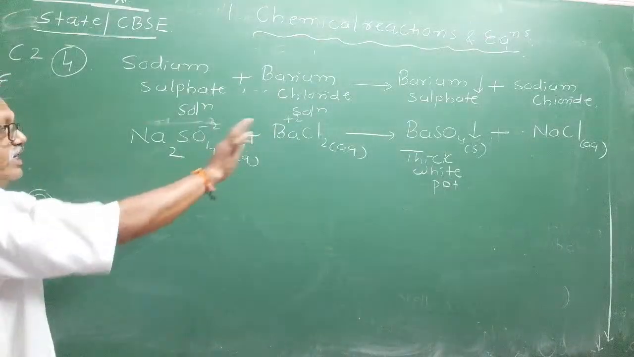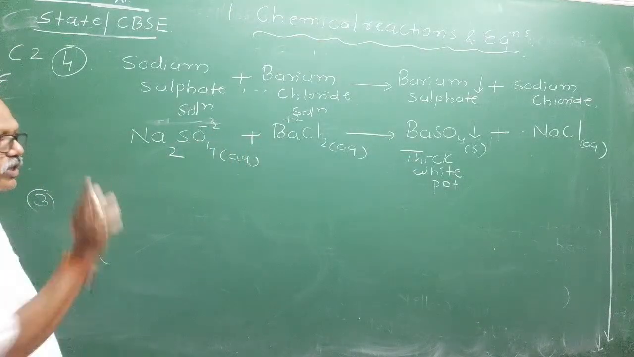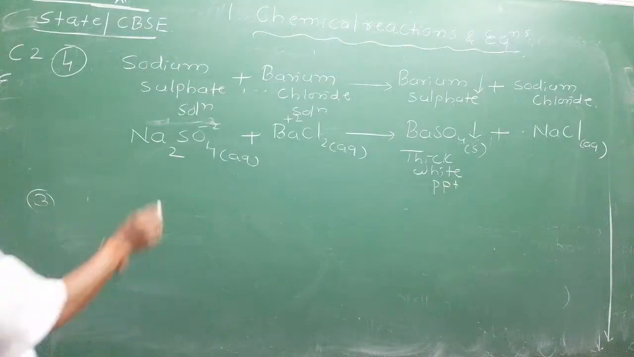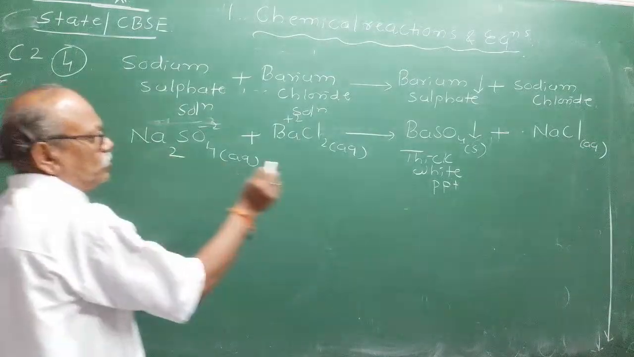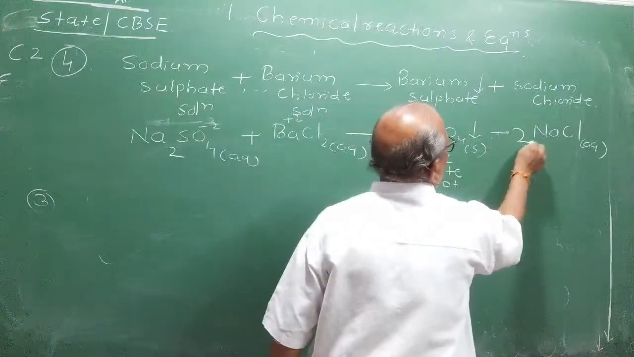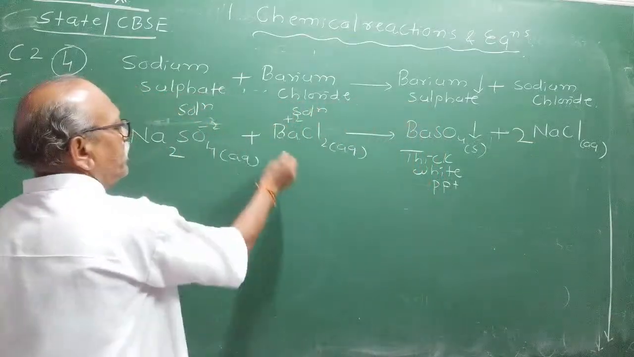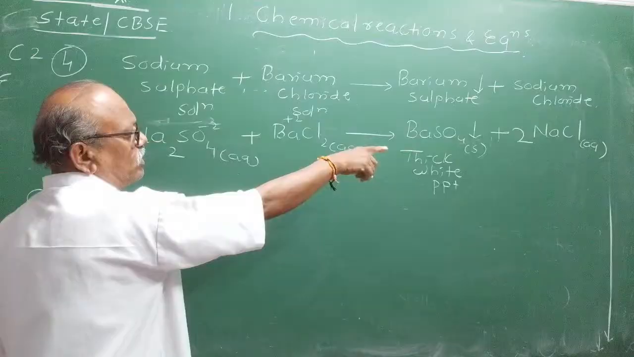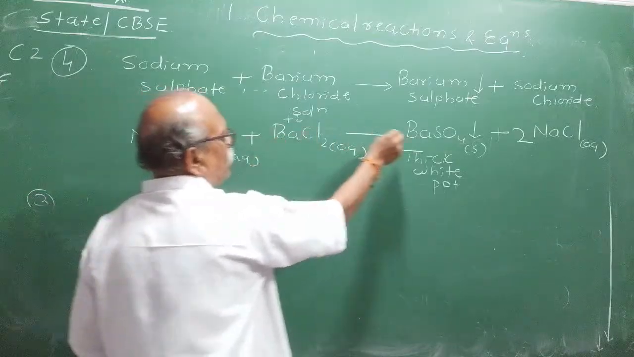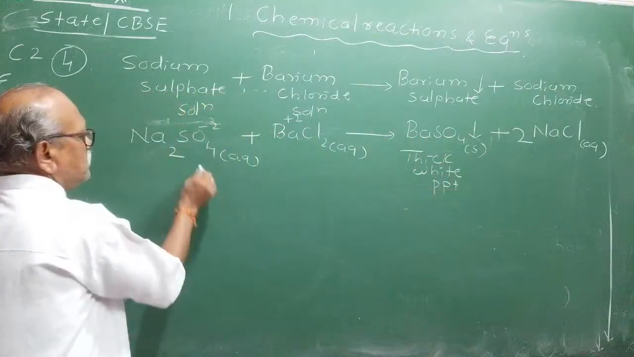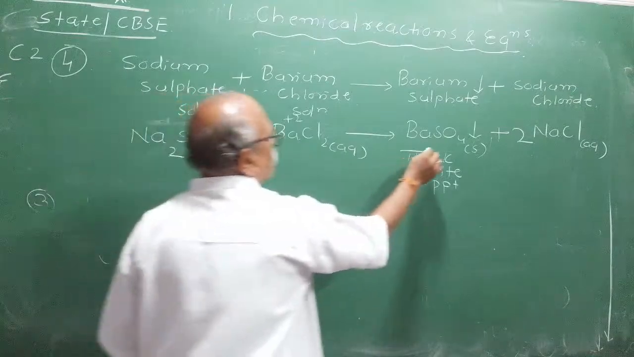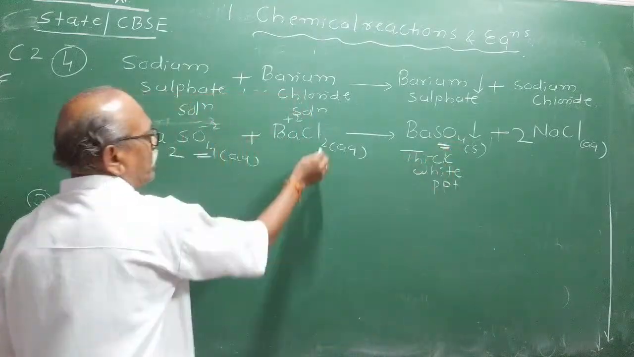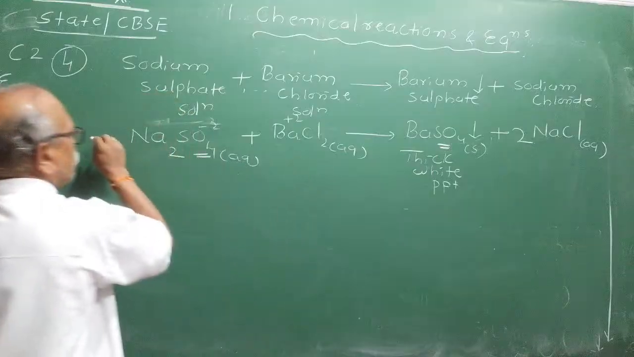Once you write it, it is called a skeletal equation. I taught you in the balancing. How many sodium atoms on the left? 2. Therefore, to balance it, you have to write 2 NaCl. How many sodium atoms on the left? 2. On the right, 2. Barium atom 1, balanced. Sulfate group is 1 here. Here also the sulfate group is 1. Chlorine atoms are 2. And the equation is balanced.